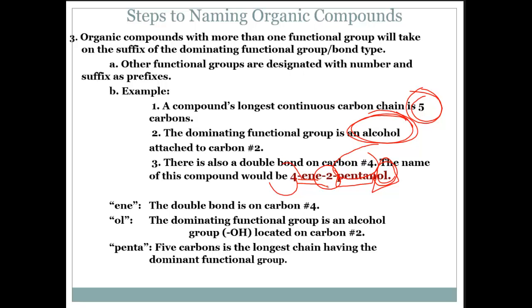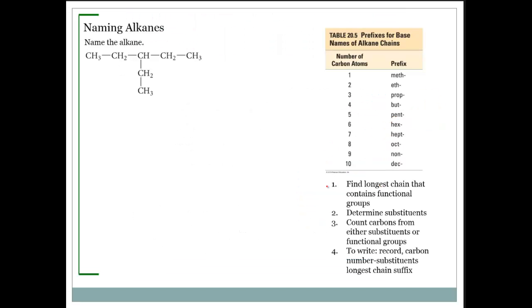Alright, that seems overwhelming, so let's just take this little by little. We're going to practice a few of these. First thing you want to do is find the longest chain. Notice that it bends down here as well. That doesn't automatically mean it's a substituent. We can say 1, 2, 3, 4, 5, or 1, 2, 3, 4, 5. No matter what, it's going to have 5 carbons.